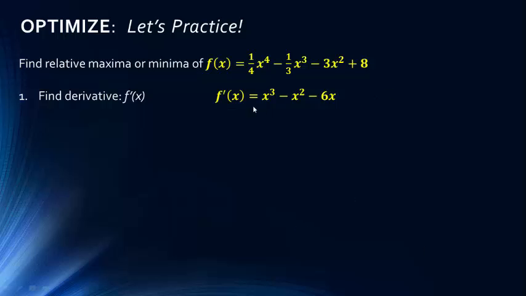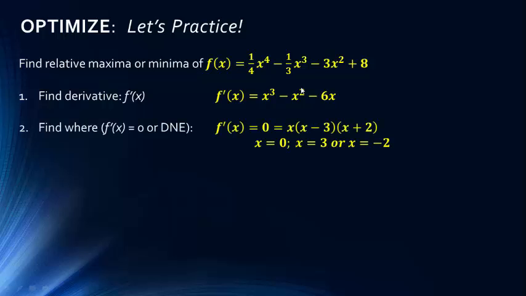Here we have a cubic function, but notice there's an x factor in all of the terms, so we can factor out an x, and then we get a quadratic, which we can then factor or use the quadratic formula. So if we factor the derivative, we get x times (x minus 3) times (x plus 2). Notice we now have 3 critical values.